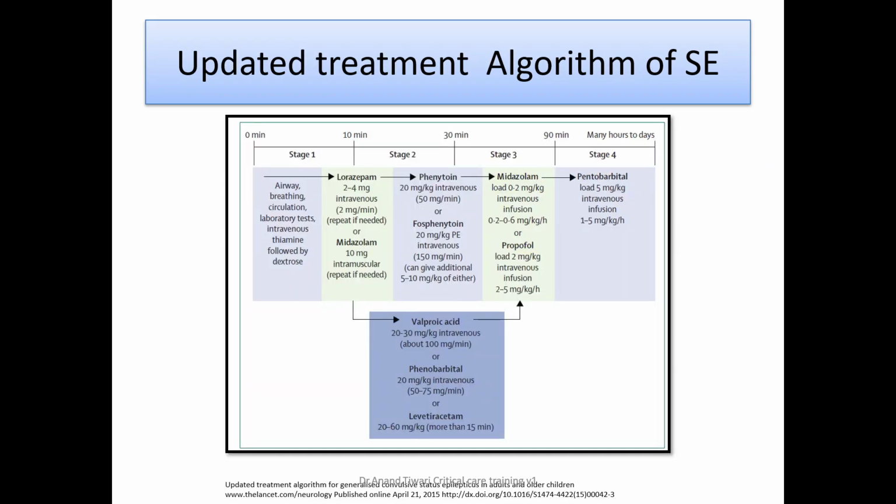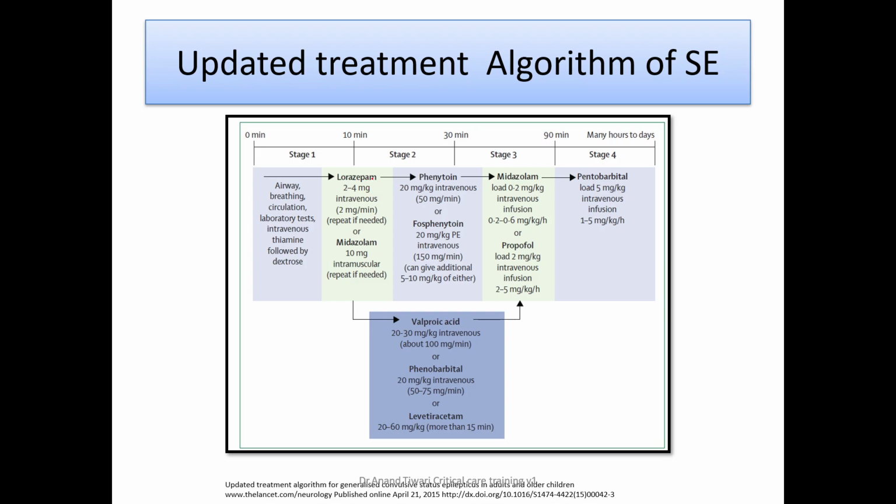Coming to the updated treatment algorithm of status epilepticus. This is the most important algorithm or protocol which can be followed in the hospital in the emergency room. Once you are done with your airway, breathing, circulation, and intravenous thiamine and dextrose, sending the lab tests, and hydrating the patient, before shifting, the initial drug of choice, as I said, is lorazepam. The dose is 2 to 4 milligram, which can be repeated.